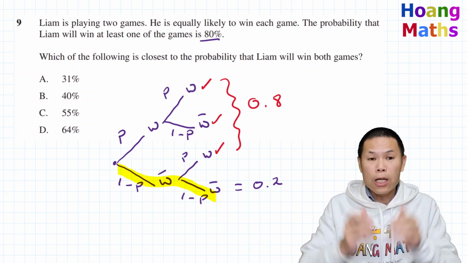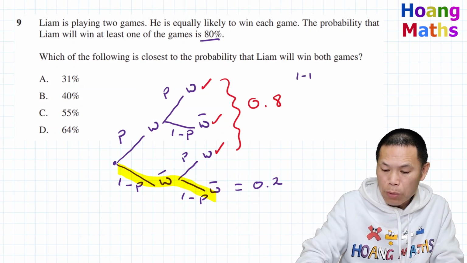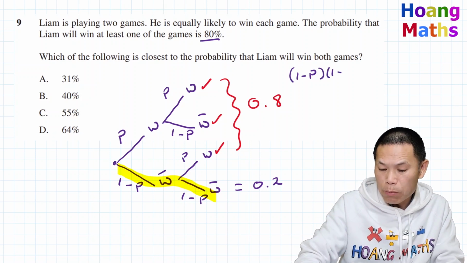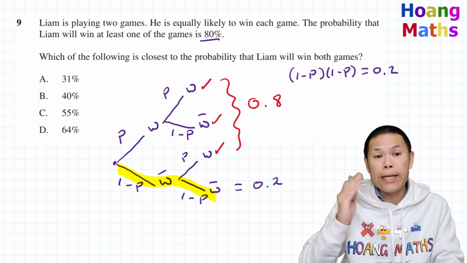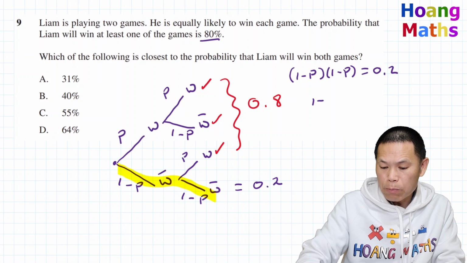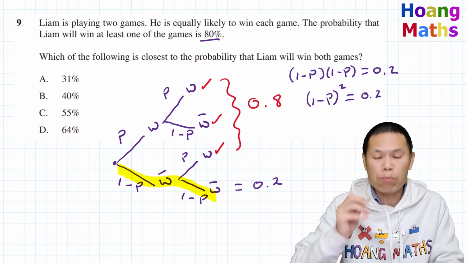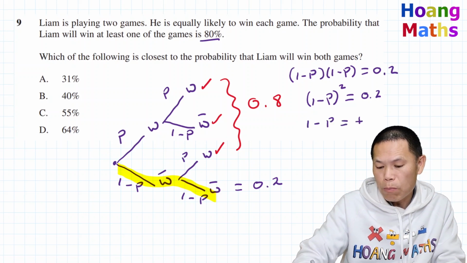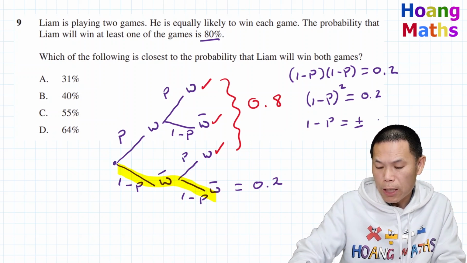So keep that in mind. So what I do, I just solve these equations. So that is 1 minus P times 1 minus P. That is this, 1 minus P, will give me 0.2. And that is equal to 1 minus P squared will give me 0.2. So if I square root both sides, that is 1 minus P is equal to plus or minus. Of course, every time we square root a number, we should have a positive and a negative number.